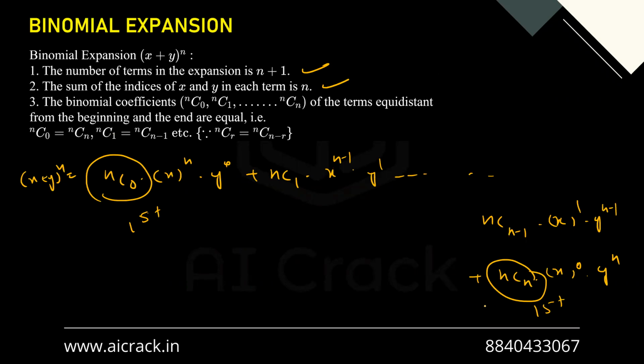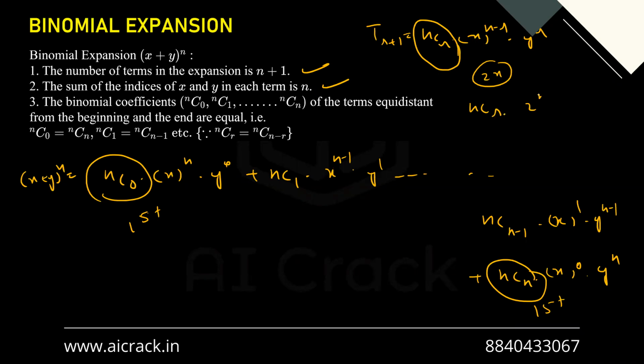Before defining these, I just forgot to add one thing. Whenever we are defining a general term, our general term T(r+1) equals nCr · x^(n-r) · y^r. This nCr is called the binomial coefficient, and you have to remember that. If in place of x there is, let's say, 2x, then when we open the powers we get nCr · 2^(n-r), and this entire term is called just the coefficient of the binomial expansion, while nCr is called the binomial coefficient.